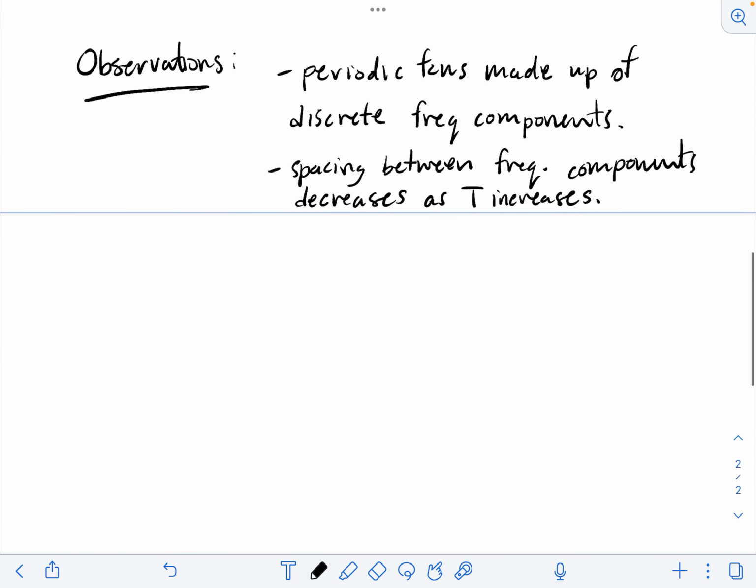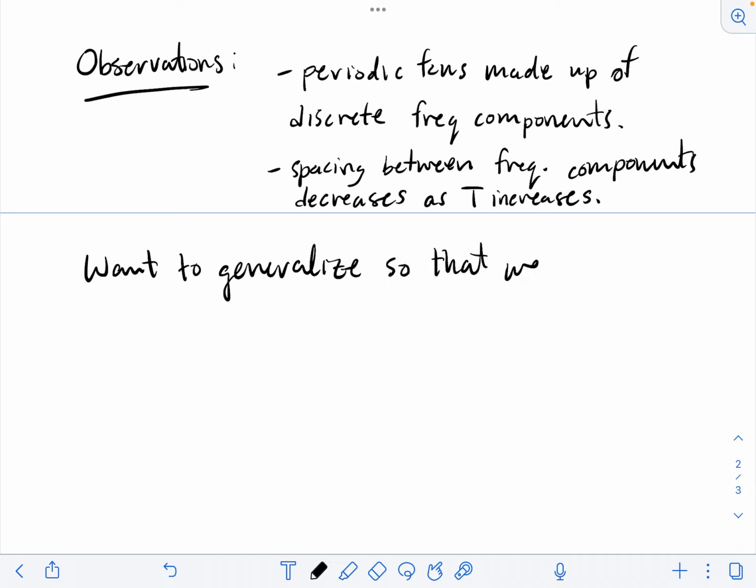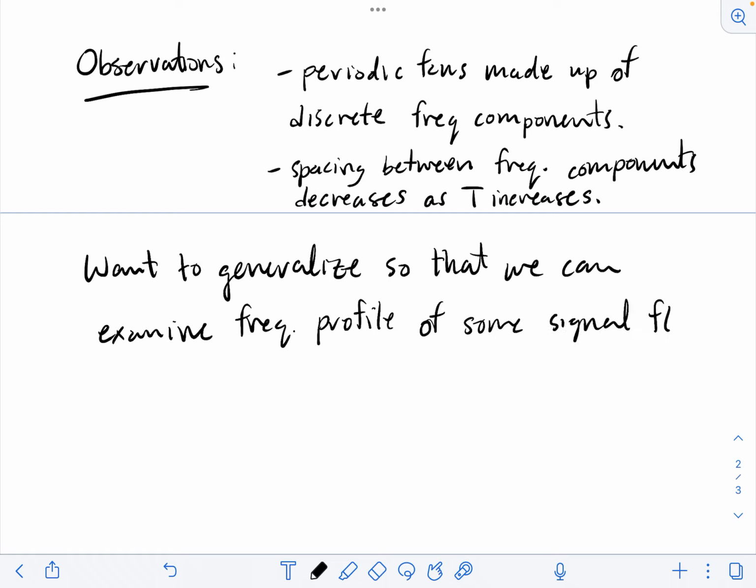Okay, so that is the goal. We want to generalize this analysis that we've done so that we can examine the frequency profile, or the frequency content, if you like, of some signal f of t that is not periodic. And so we'll draw an example of that.